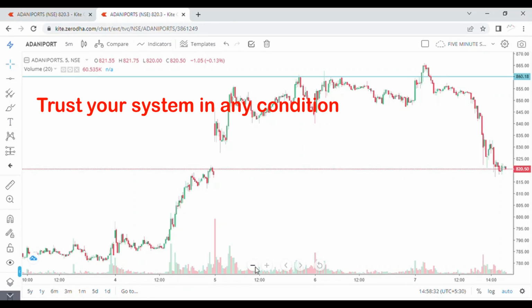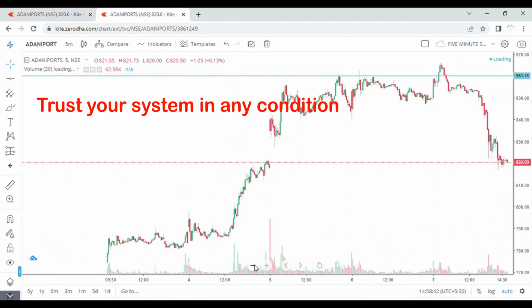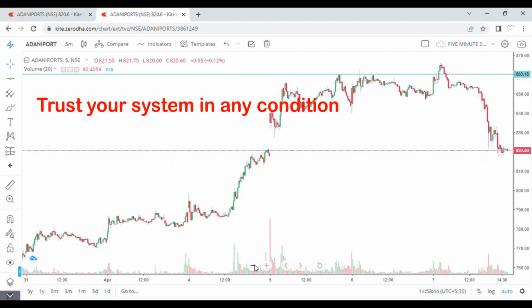Hello friends, for intraday trading today I have selected Adani Port, and in Adani Port let us discuss the reason why I have selected this stock for intraday trading, and we will see the analysis, result, and learning lesson from this particular trade.